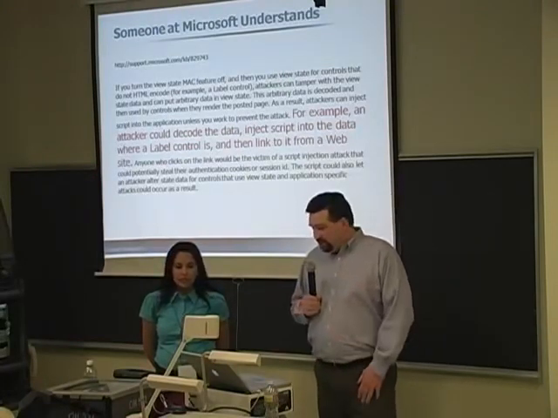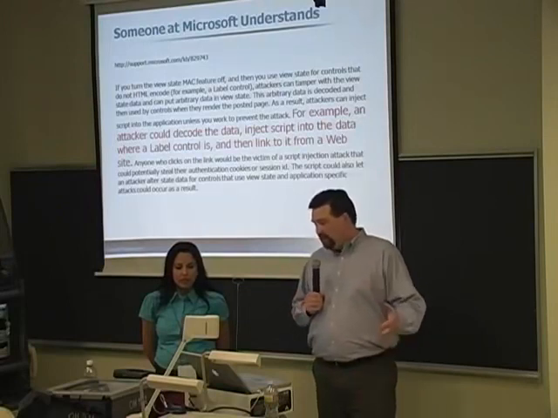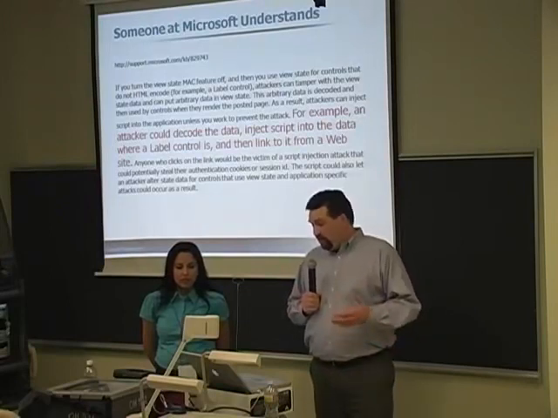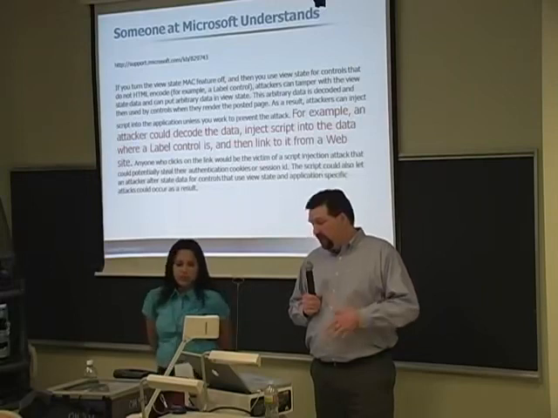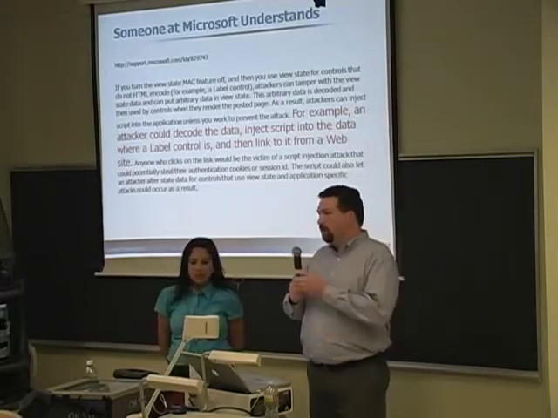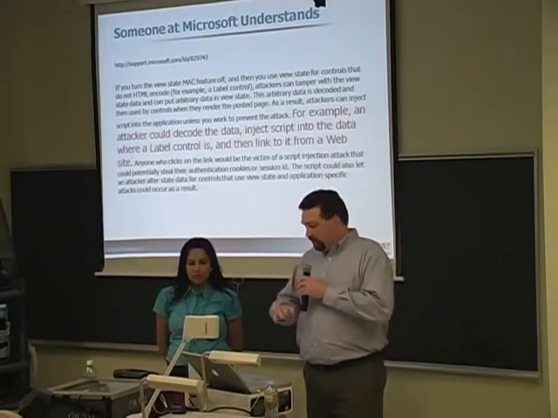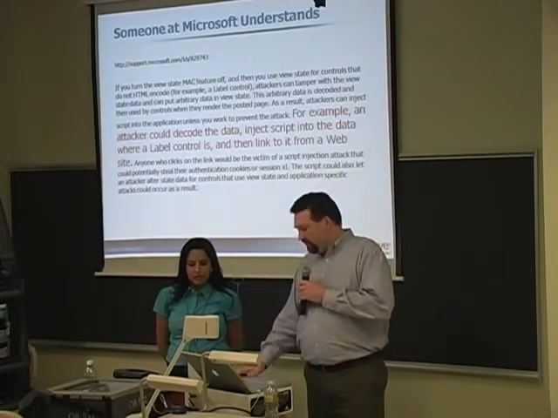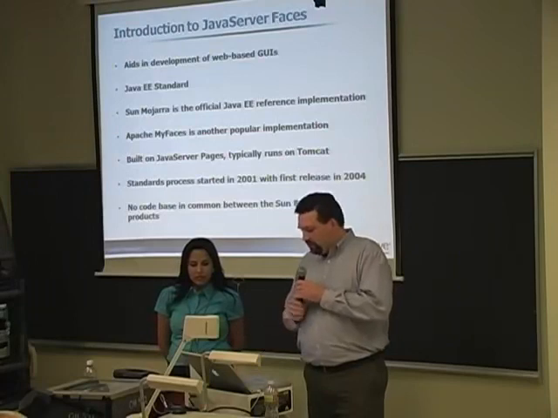He says that, for example, an attacker could decode the data in the ViewState, inject script into the data where a label control is, and link to it from a website. Now, he never uses the term in the document, but that's a pretty good working definition of cross-site scripting, which is exactly what we'll be demonstrating later. Like I said, this was buried in Microsoft's website, and they really didn't do a good job of documenting it before.